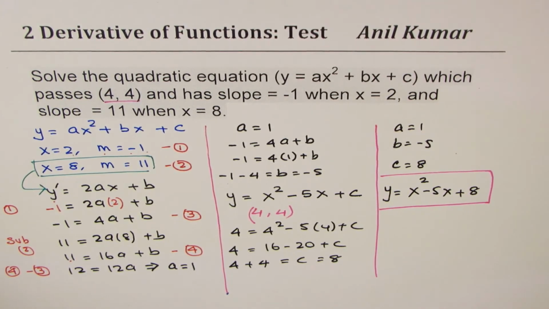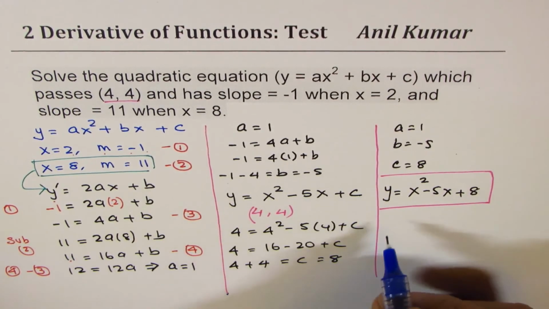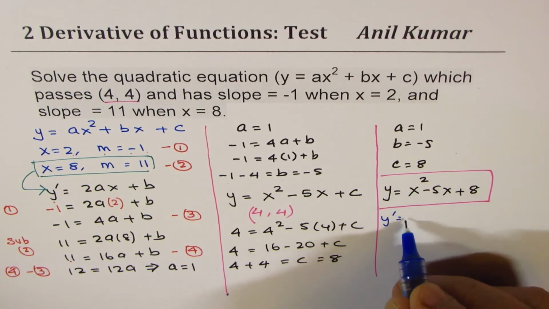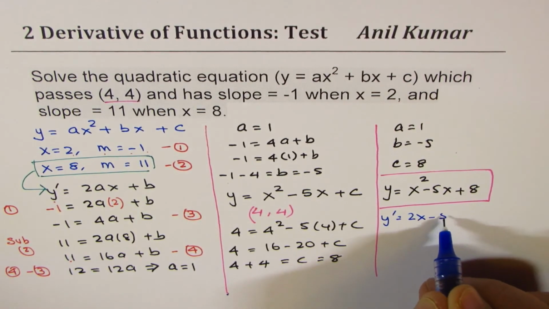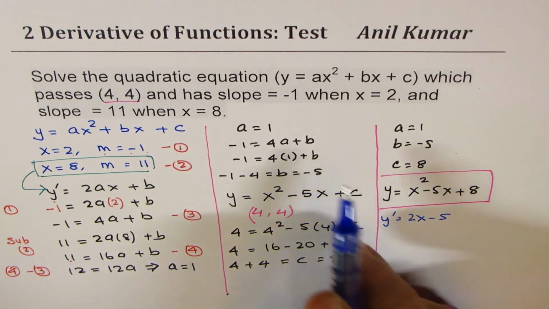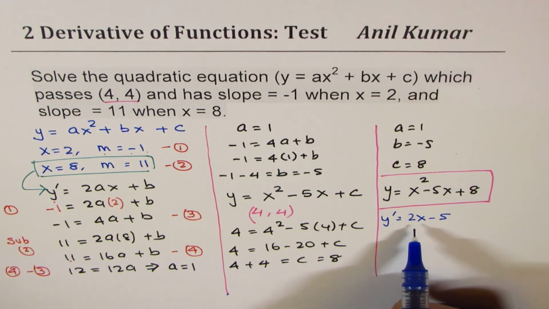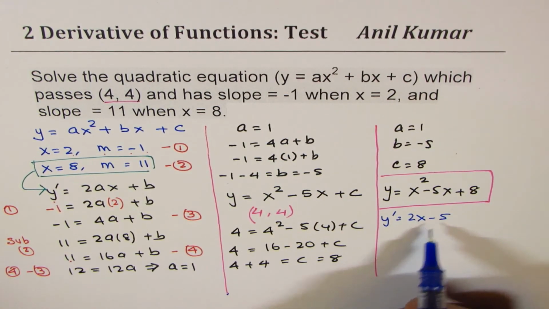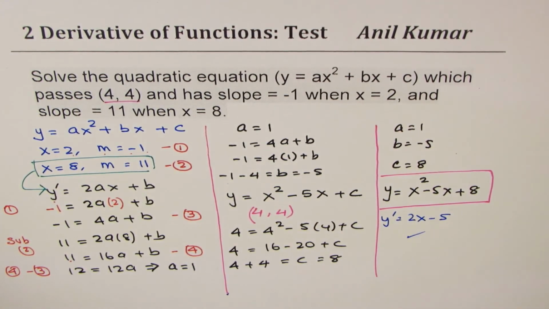You can check this. As a check, we can do y dash equals 2x minus 5. If I write x equals 2 here, then 4 minus 5 is minus 1. And if I write 8 here, 16 minus 5 is 11. So it works, right? So that is how you could actually solve such a question.